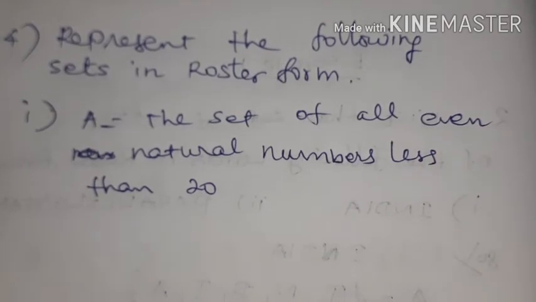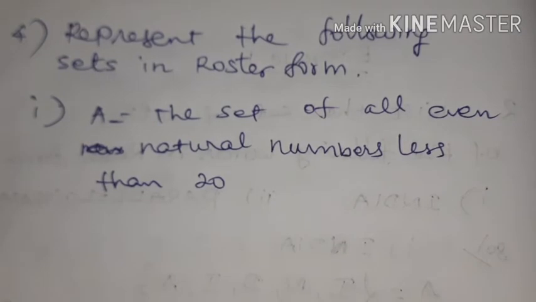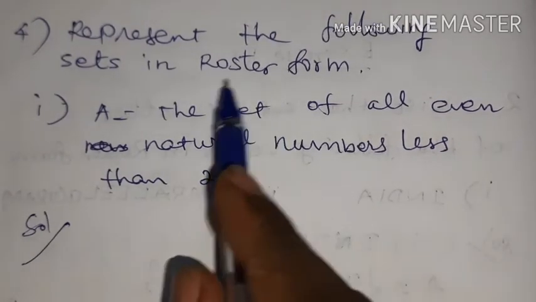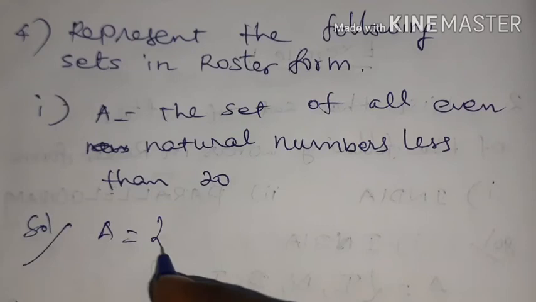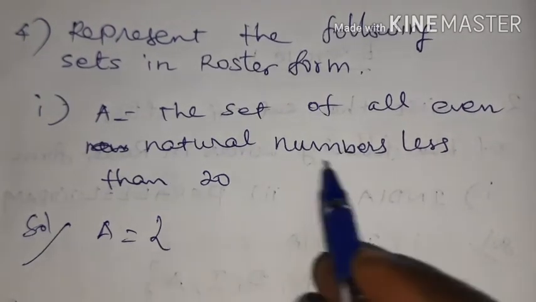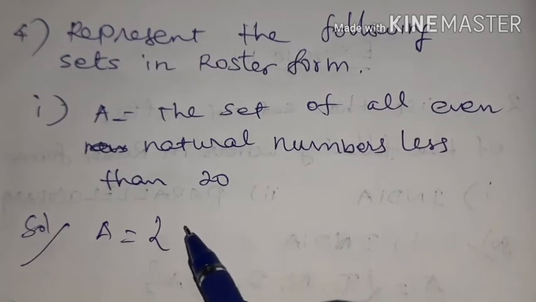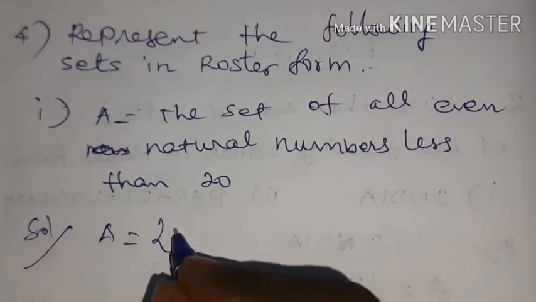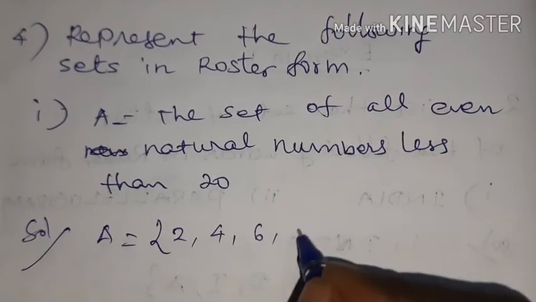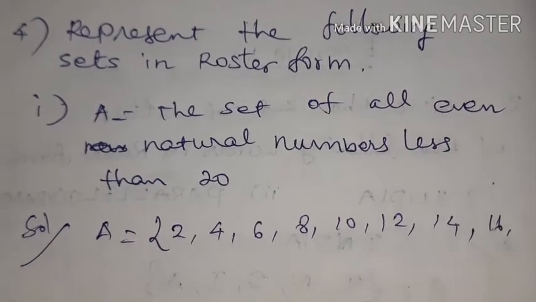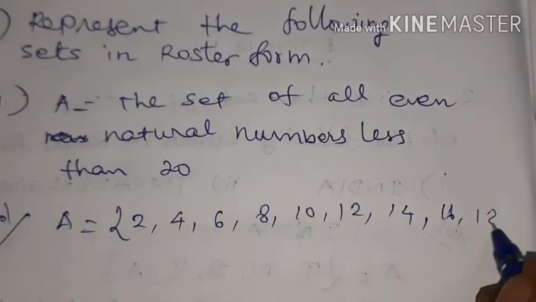Fourth sum. Represent the following set in roster form. First one, A, the set of all even natural numbers less than 20. Solution. Roster form means list the elements. Set A is equal to the set of all even natural numbers less than 20. 2, 4, 6, 8, 10, 12, 14, 16, 18.